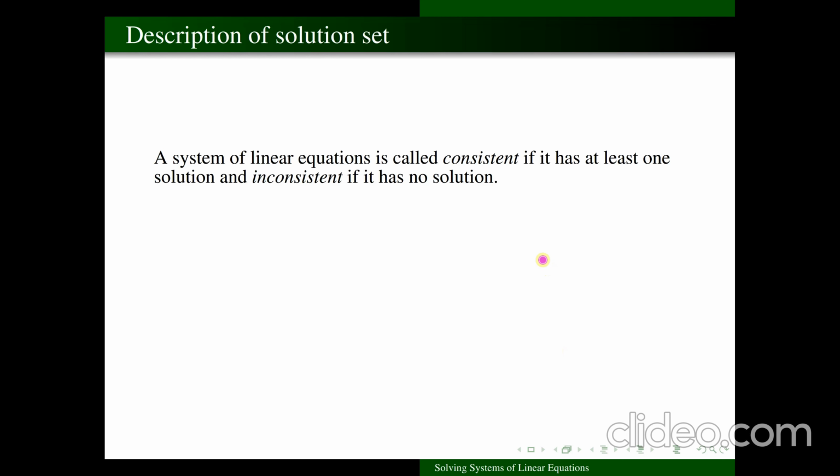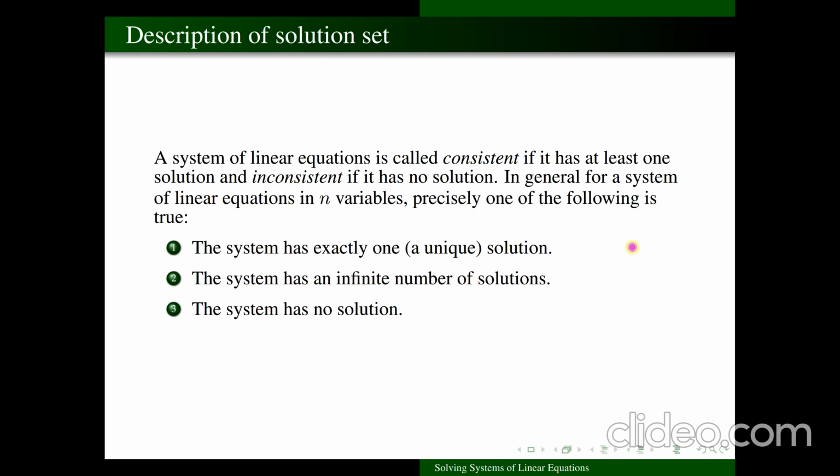A system of linear equations may or may not have a solution. If it has a solution, we call it consistent. Otherwise, we call it inconsistent. In general, for a system of linear equations in n variables, we only have three possibilities for the solution set. Either the solution set has exactly one element, there could be infinitely many elements in the solution set, or the solution set is empty.